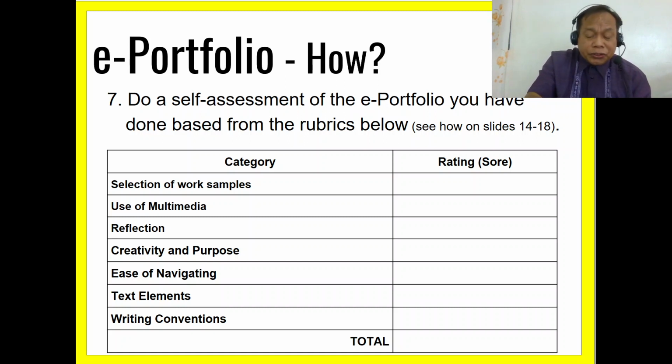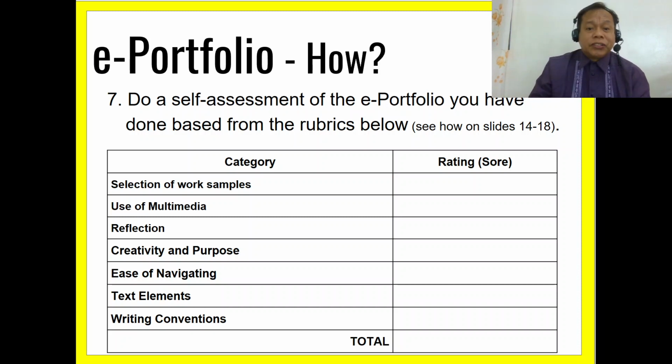So I want you to score yourself on the selection of work samples. Of course, the four samples is my decision, but you can also include other samples of your work in TTL1. Anyway, your e-portfolio is yours, okay, forever. So do not hesitate to put so many things there. Have you used multimedia? Reflection. How about the reflection that you did? The creativity and purpose, the ease of navigating, the text elements, the writing conventions.